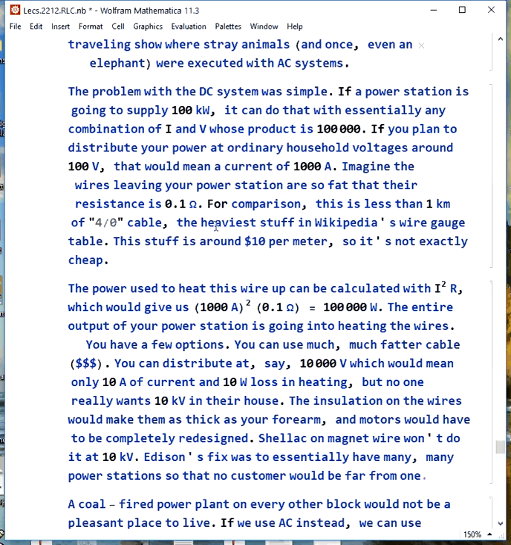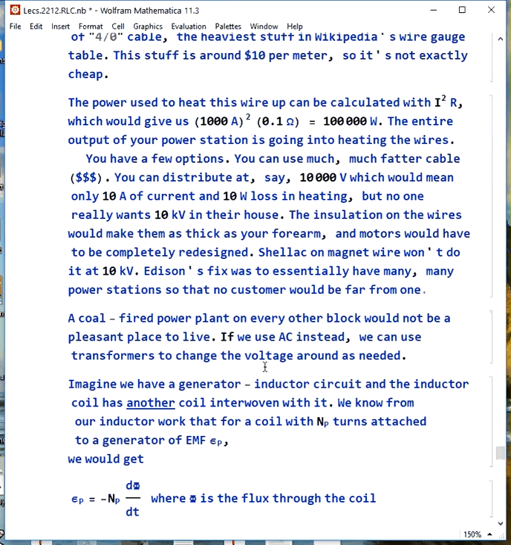How much energy will be used to heat this wire up? Well, we figure out it's going to be I squared R, so we do 1,000 squared times 0.1 ohms. That's 100,000 watts. That means everything in your power station is going to go into heating the transmission wires, so that won't work. What are your options?